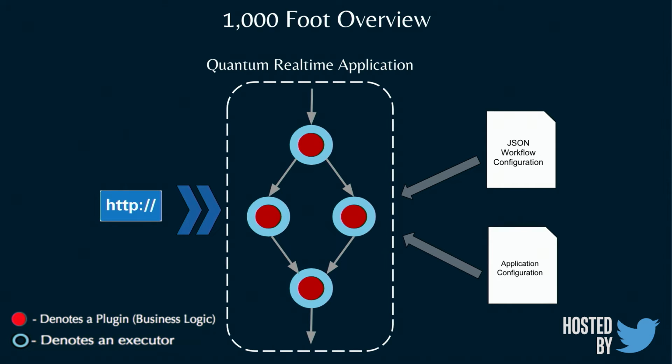All of the business logic, which is what we call plugins, are those red circles there. And quantum real-time is handling the communication between them with the executors. Those are the Akka actors that provide the seamless communication between all those plugins. The application configuration file is where we store constants, environment variables, and those kinds of things. So we can write really reusable and generic business logic plugins that can be shared across teams.